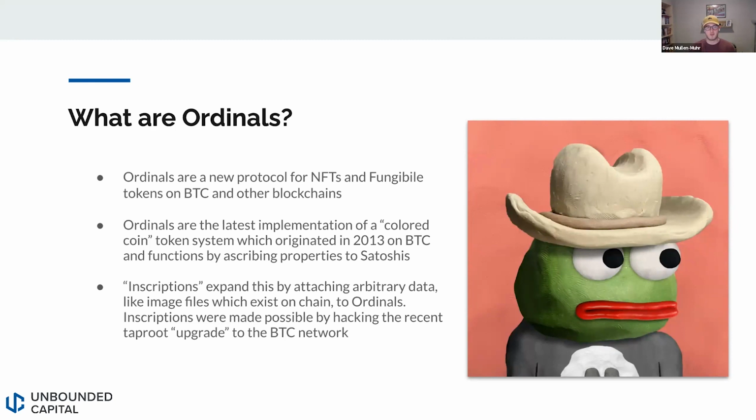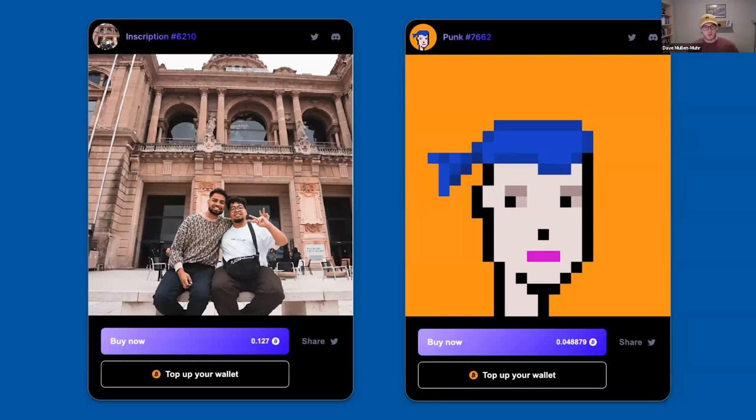So here's an example of an ordinal that's out in the wild currently. So these are all sorts of different things. Each ordinal is numbered. So you'll see up here, inscription 6,210 is just these guys on vacation or whatever. They have put their picture onto the BTC blockchain. You also have collections of NFTs like this punk.